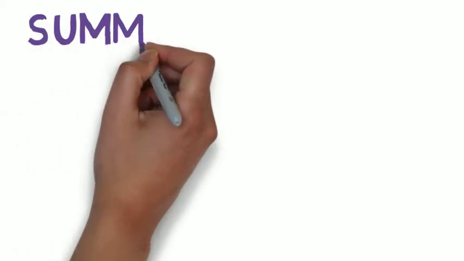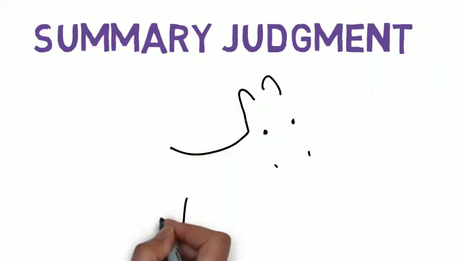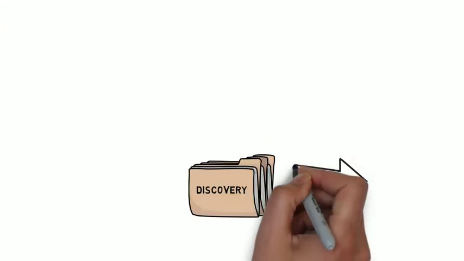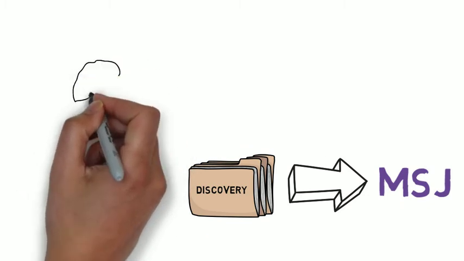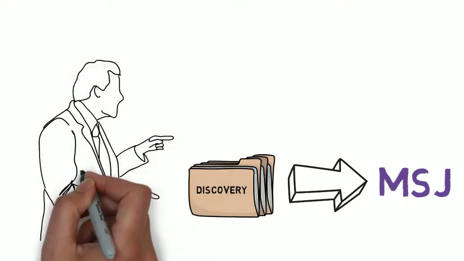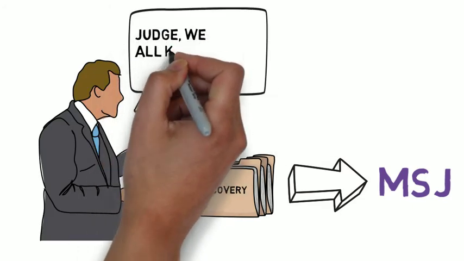Now, on to summary judgment, the real workhorse of the trial courts. This motion is either the plaintiff or the defendant telling the judge, we've been through discovery, and now that we know what evidence is going before the jury, it's clear a reasonable jury could only find in my favor based on this evidence.